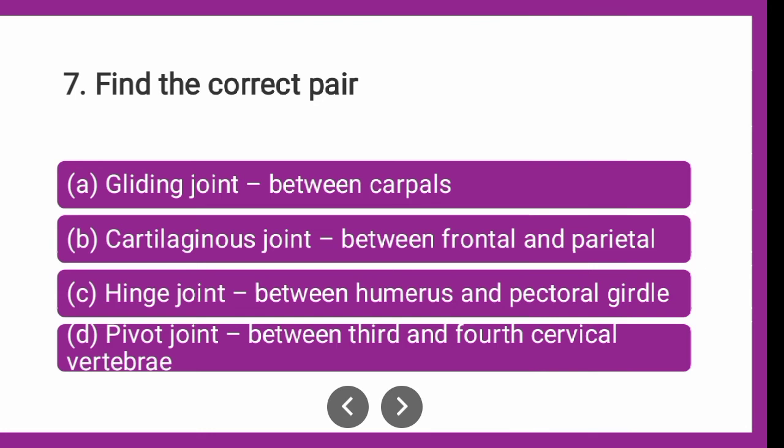Which amongst the given is correct pair? You can put your answer in the comment box. Till that we will compare all these pairs and then we will decide which amongst the given is correct. Now the first option is it is gliding joint between the carpals.